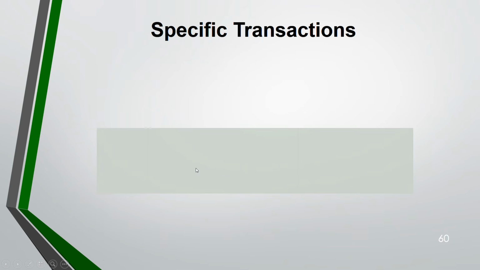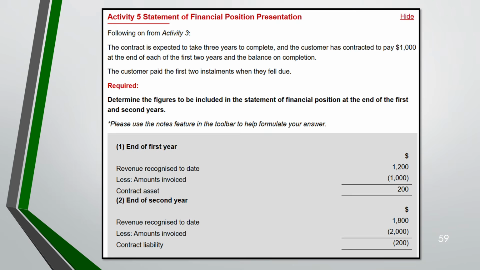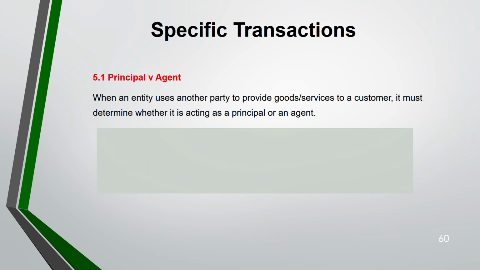Now, specific transactions. Let us move from contracts to specific types of transactions. There are 4 specific transactions. First one, principal versus agent. When an entity uses another party to deliver its goods and services to the customer, you have to determine whether they are acting as a principal or an agent.